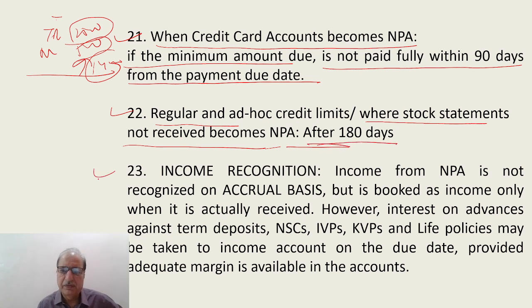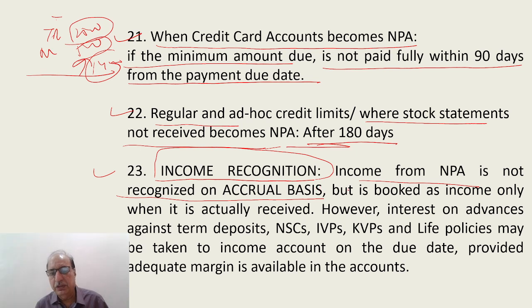So question number 23, income recognition. Income recognition means when the amount of interest charges will be taken into income. Income from NPA is not recognized on accrual basis. Very important. If interest is accrued, the bank cannot take that into income, but it is booked as income only when it is actually received. When it is actually received, then the amount can be credited into the income account, otherwise not.